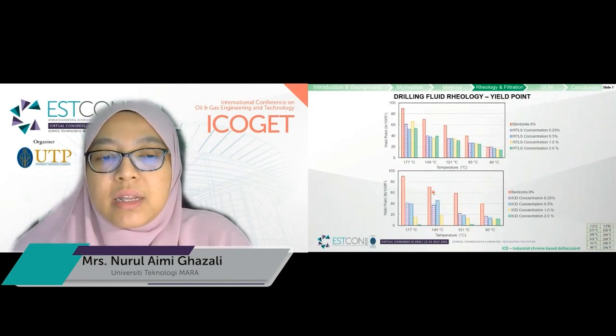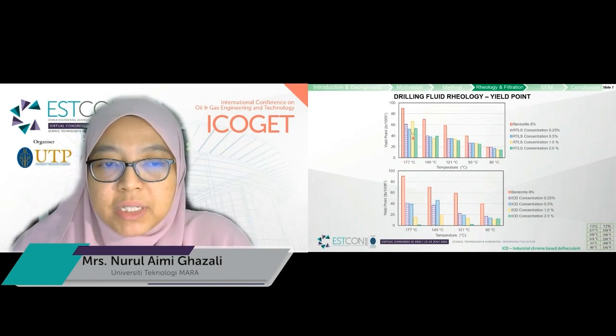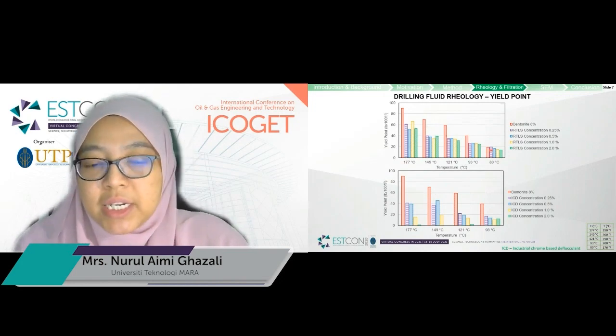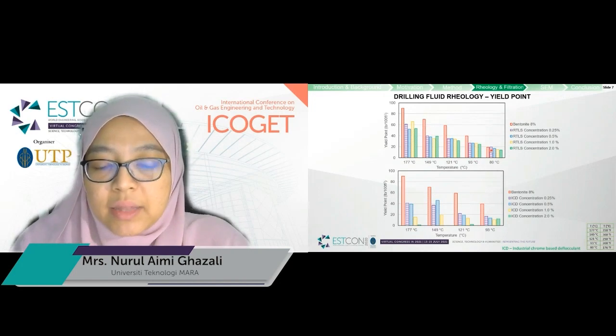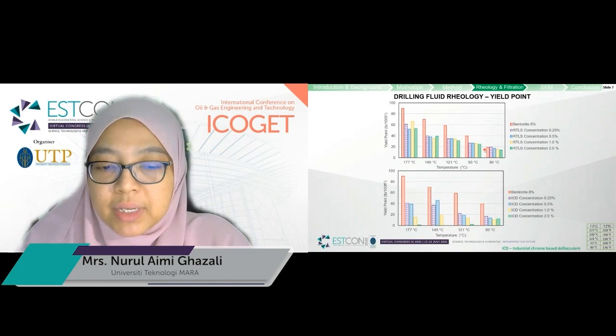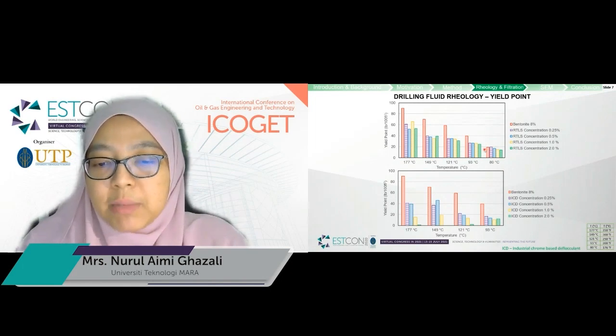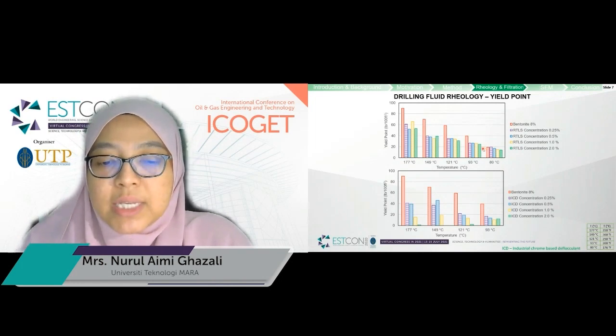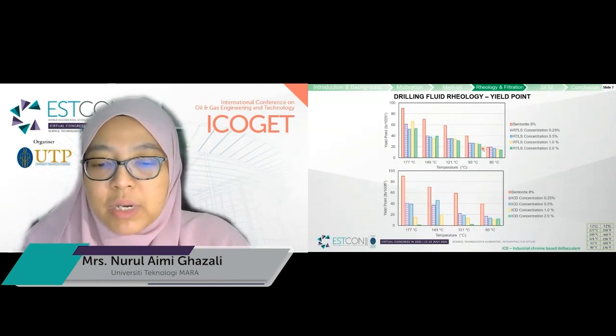High yield point was observed at high temperature and reduced as the temperature reduced. There are two conditions that will influence the yield point. The first one is electrical interaction of solids, which can be controlled by chemical treatment, a deflocculant. And the second one is mechanical interaction, controlled by solids or polymer.